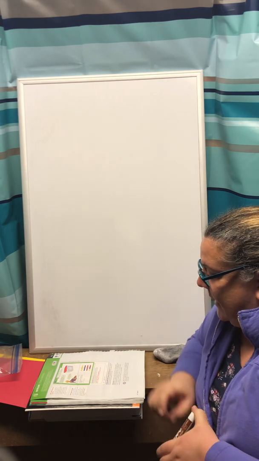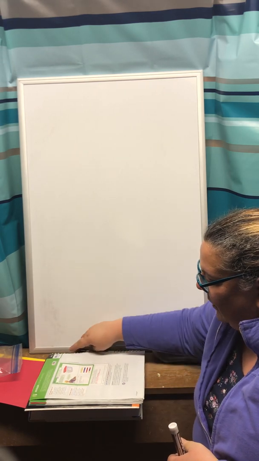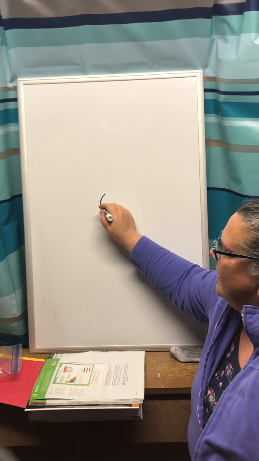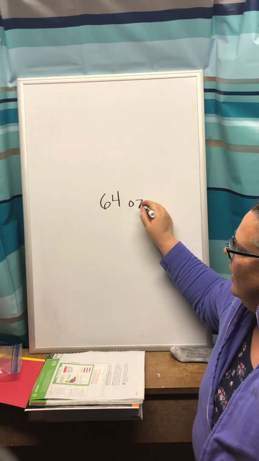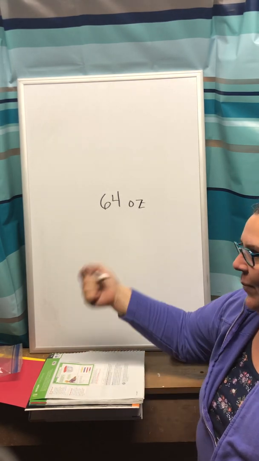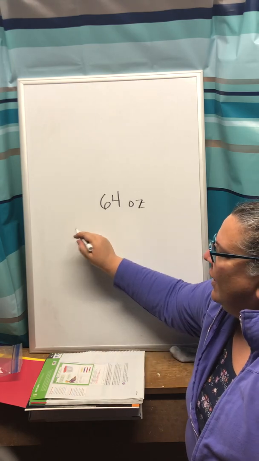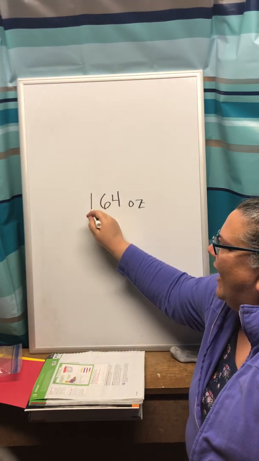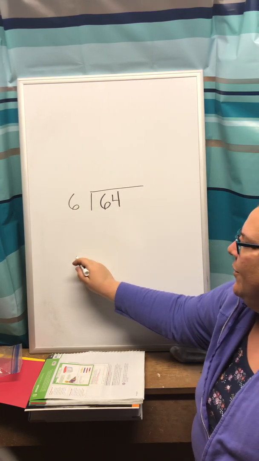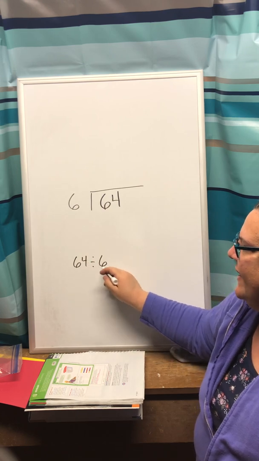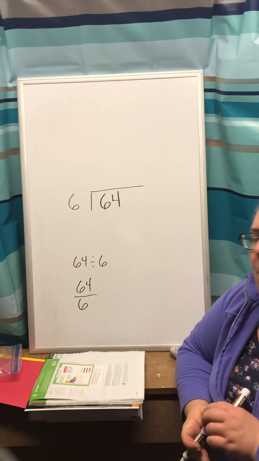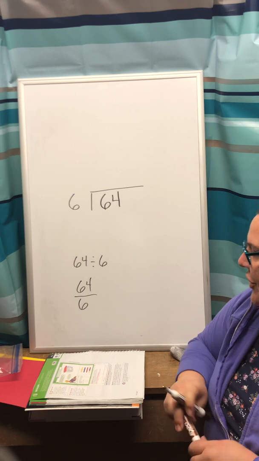The convince me says Kate shares a 64-ounce bottle of apple cider with 5 friends. So remember, 64-ounce bottle, she's sharing with 5 friends. So we're not dividing by 5, because we have to remember Kate is a friend too. So Kate and her 5 friends means we're dividing by 6. So 64 divided by 6, and remember, we can also write it as 64 divided by 6. So any of those would be acceptable in order to solve this problem.